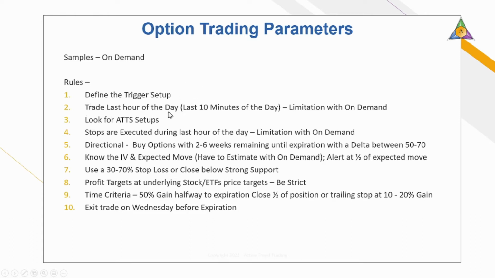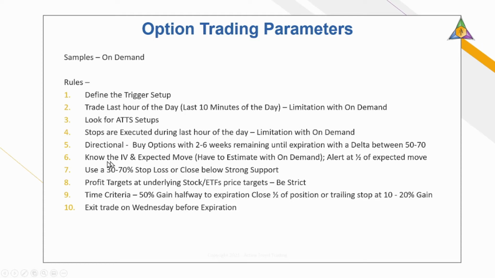I will trade during the last hour of the day. Notice I put in parentheses the last 10 minutes of the day. I found that works fairly well, but it is a limitation of the on-demand system. I want to look for active trend trading setups. My stops are executed during the last hour of the day or the last 10 minutes of the day. Again, that's a limitation of on-demand. I will trade directionally. I will buy options with 2 to 6 weeks remaining until expiration.